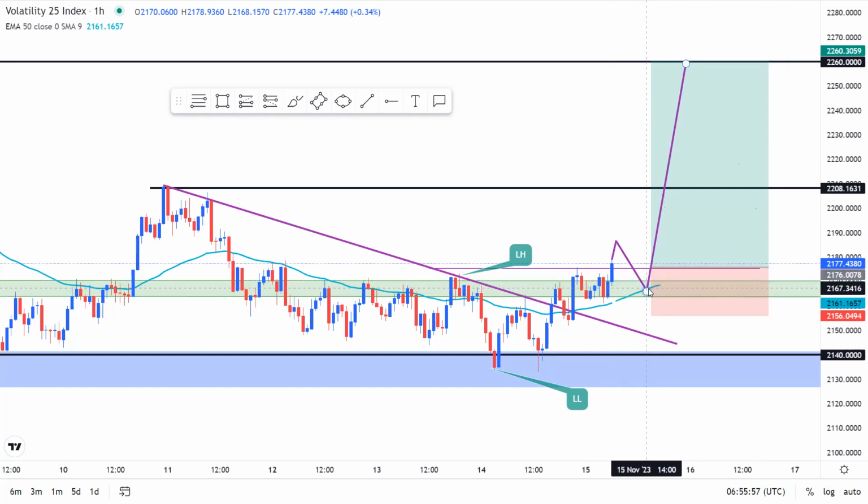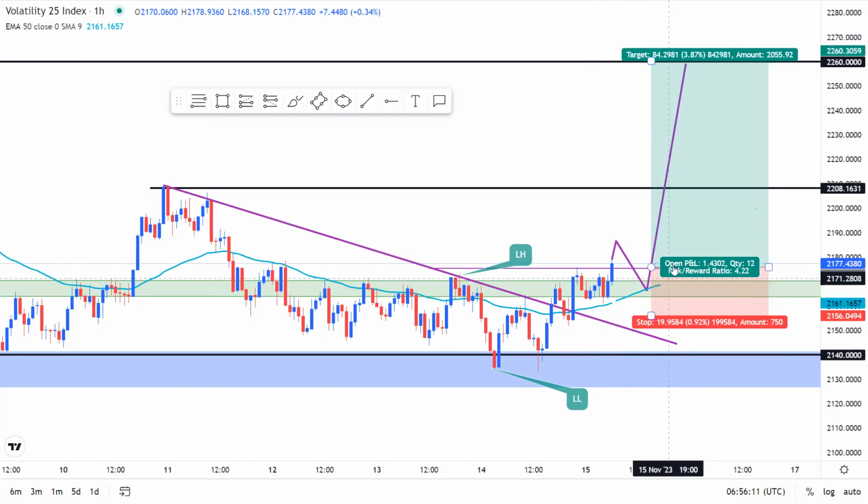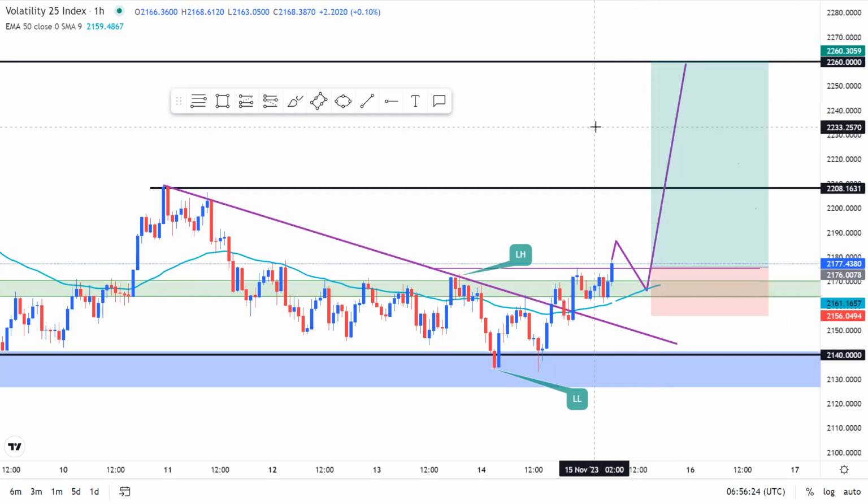potential higher low, rejection from 2170 psychological round number, rejection from the 50 exponential moving average at the retest, rejection from the structural level, and then at the bullish engulfing momentum candlestick close, I would definitely get in on longs. That would be a perfect entry signal for buys on volatility 25 index.